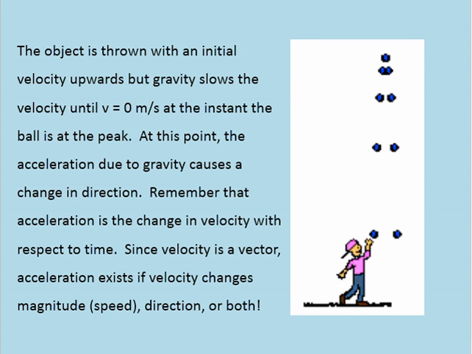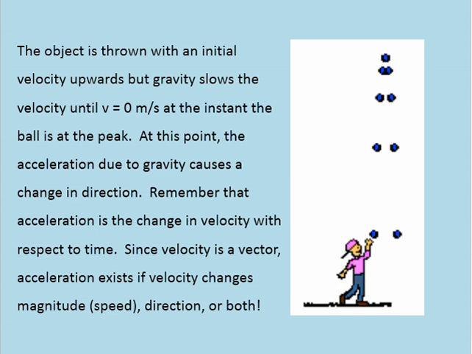At that point, just because velocity is 0 does not mean acceleration goes away. Gravity always exists. It does not turn off for an instant and come back on again. Instead, what's happening at that peak is acceleration is changing the direction of the motion. Because remember, acceleration can exist if velocity changes in its speed, in its direction, or both.